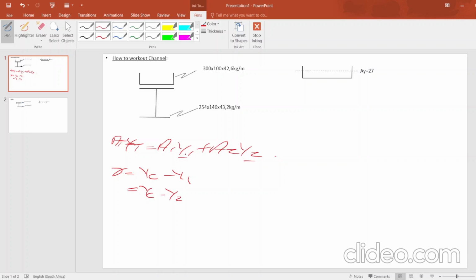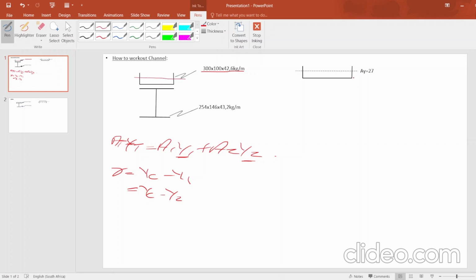Now, it is important for us to be able to know how to calculate our Y's, like I said, more especially when given a channel like this and your profile compounded beam like this. Now, the first thing that you need to do is to go to your hot roll or your steel table. What is it that we will specifically be looking for on our hot roll when we are given the compounded beam like this? We will be looking for our AY, right?